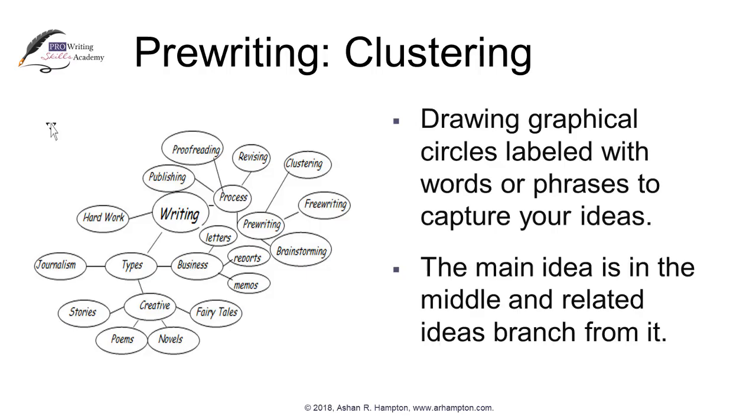Another pre-writing strategy is clustering. That's when you draw graphical circles labeled with words or phrases to capture your ideas. The main idea is in the middle, and all of the related ideas branch from it. That's mind mapping, and it works for some people, especially if you are a visual person and you like to organize yourself in a visual manner.